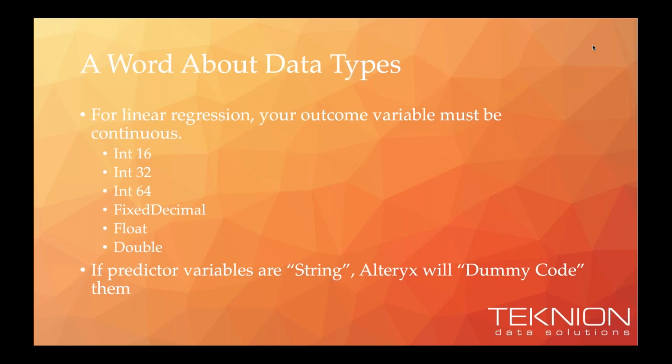But suffice it to say, for the most part, we want to keep string variables out of our analysis when we do linear regression. It's going to make things more difficult for us. We'd rather not have to do it, but we can. We just can't do it with the outcome variable. Okay, we can, and I'll show you how in just a second.